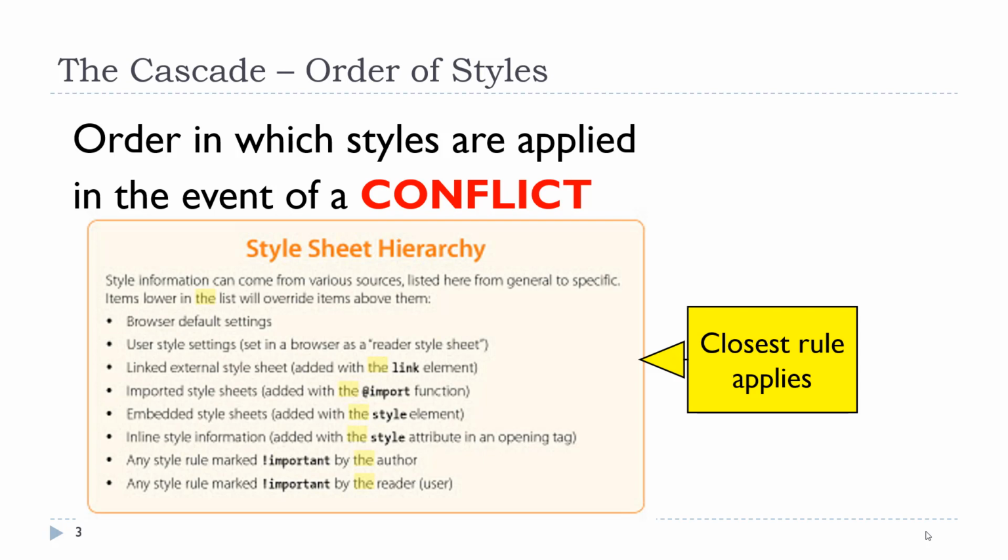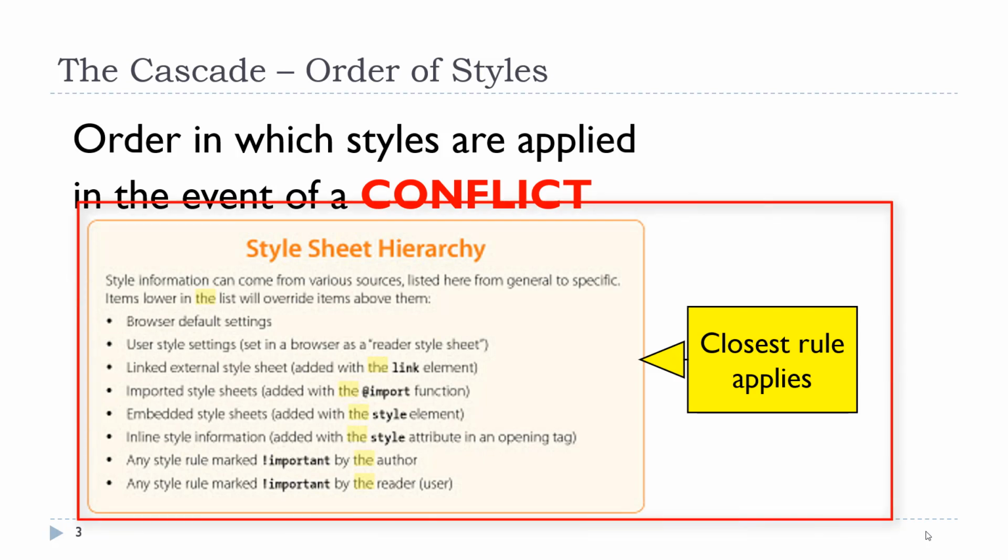We have in CSS the concept of the cascade. The cascade indicates the rules of order in which styles are applied in the event of a conflict. And I would like to emphasize that word conflict. So if we have several rules applying a property value to the same area, there is a way that we can determine which one will take precedence.